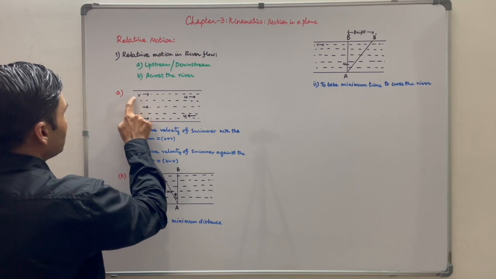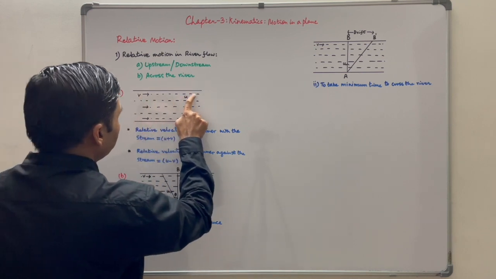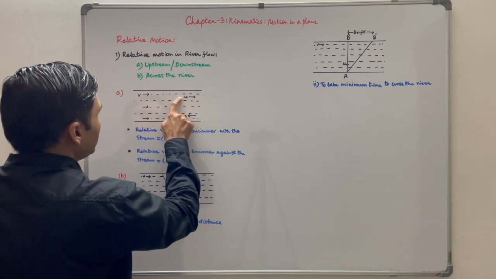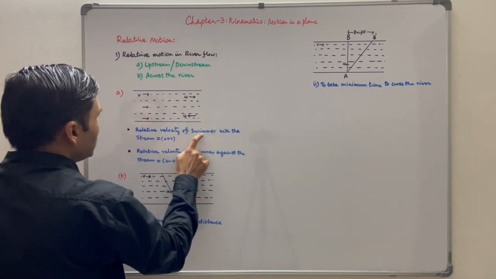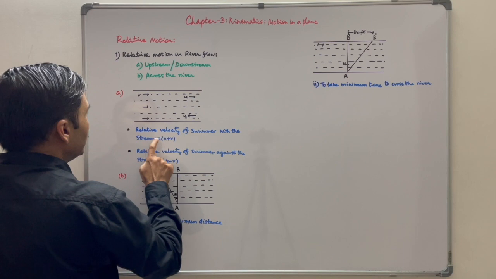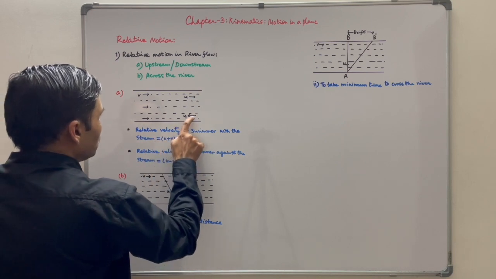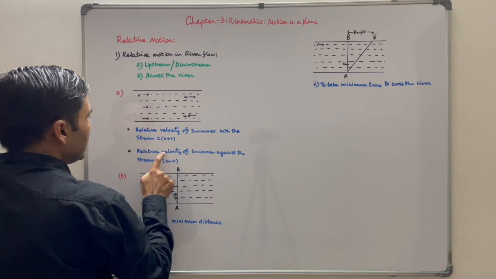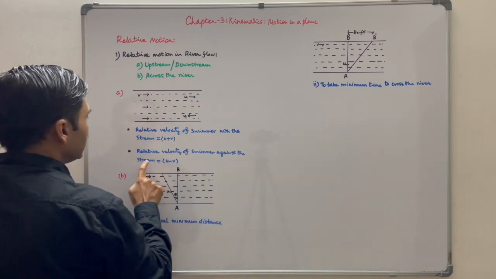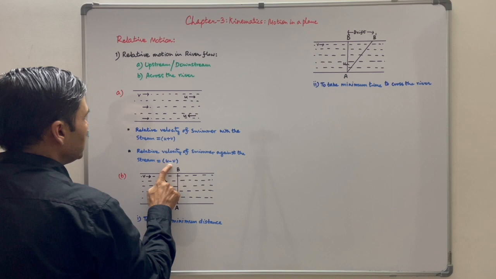First case, suppose the river is flowing with velocity v and a swimmer is swimming with velocity u along the flow. Then the relative velocity of the swimmer with respect to the stream will be u plus v. If the swimmer is swimming with velocity u but against the flow, then the relative velocity of the swimmer against the stream will be u minus v.